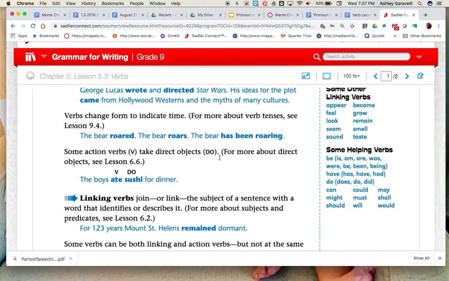Okay, next, verbs change form to indicate time. So we are going to talk more about verb tenses, as you can see in 9.4, but just know that we all know there's past tense, there's present tense, there's future tense. So they can change form to indicate time. Go ahead and highlight that for me, that first little sentence right there. The bear roared.